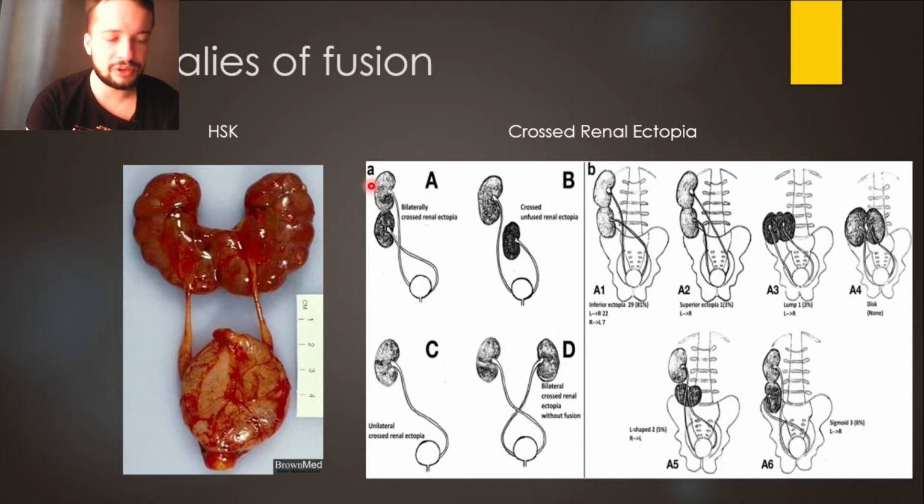Crossed renal ectopia. In crossed renal ectopia, the kidney crosses the midline while its ureter maintains a normal ipsilateral insertion into the bladder. Prognosis: 30% of the patients with crossed renal ectopia develop pyelonephritis or urolithiasis and 25% have hydronephrosis.